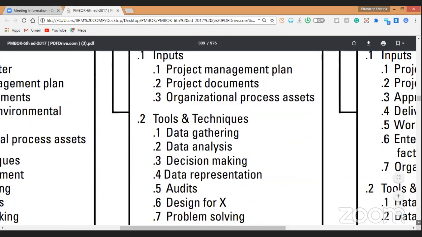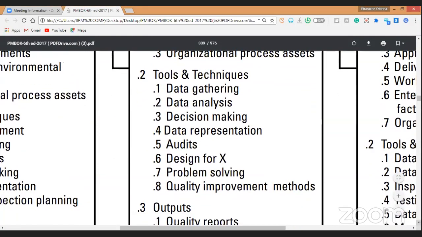Now, in the tools and techniques, we'll have data gathering, which we've explained. We'll have data analysis, decision making, data representation, then audits. Then we'll have design for X and problem solving, then quality improvement methods. So let's talk about audits as a way of managing quality.